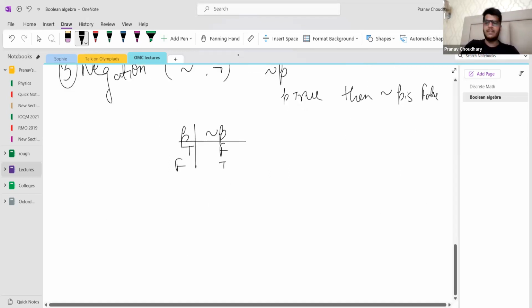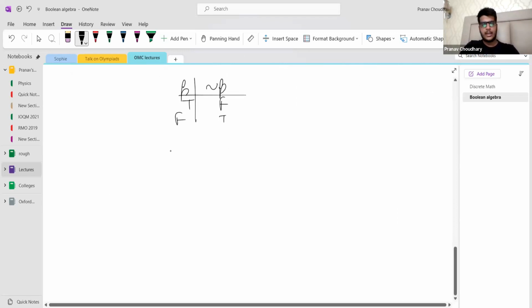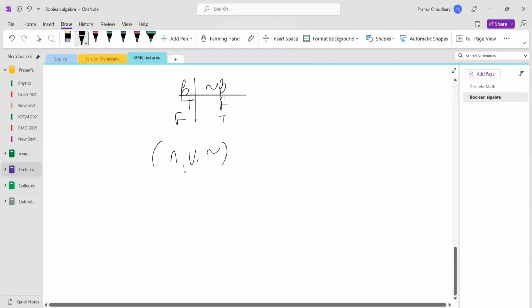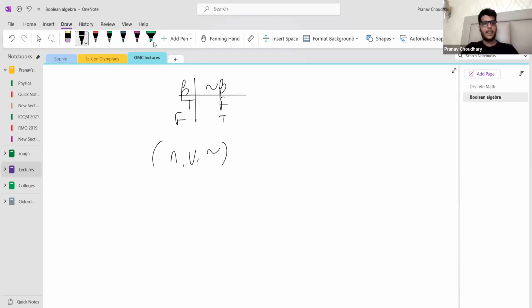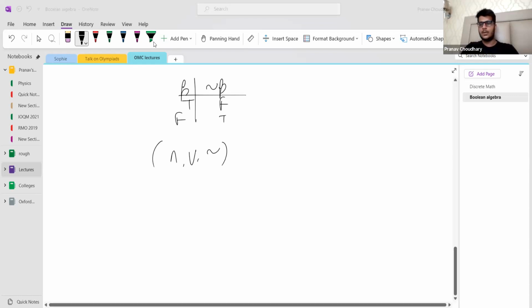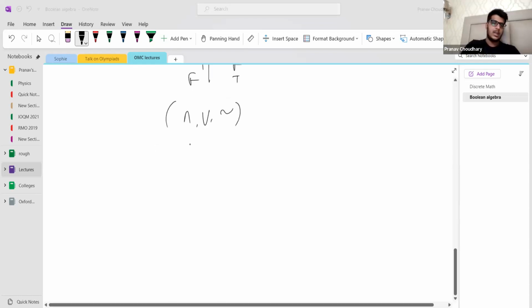So are these three basic bitwise operators clear? Like we discussed AND, OR, and negation. Yes, sir. They are all clear. Okay, other people? Yeah, it's good. Okay, that's good.